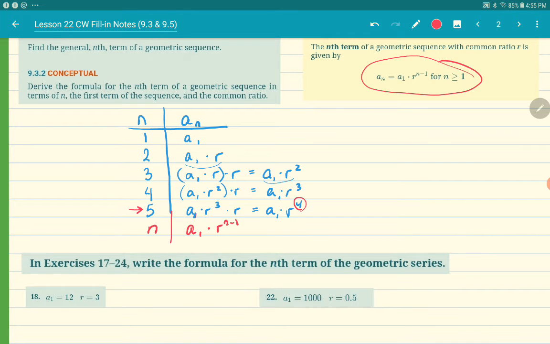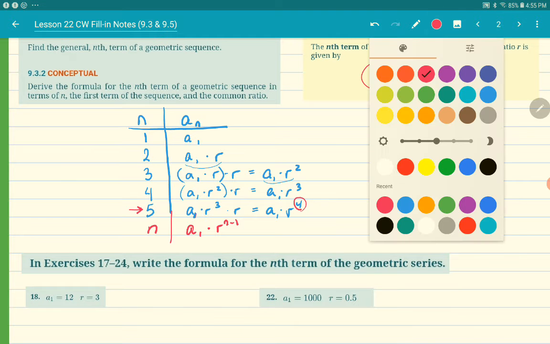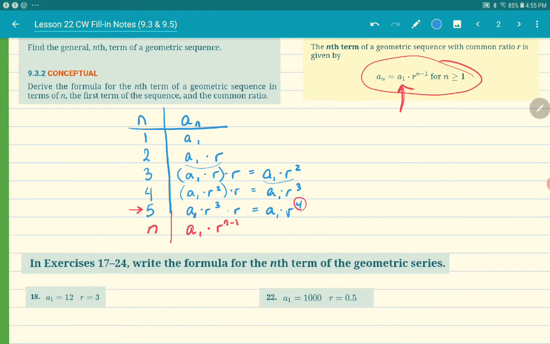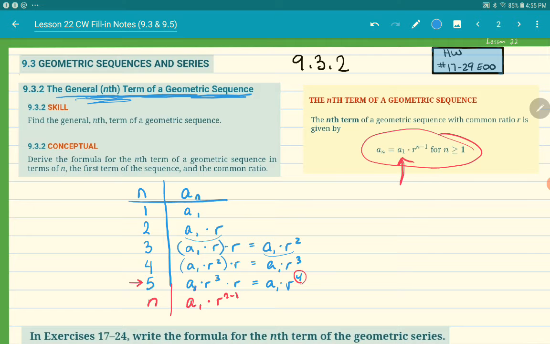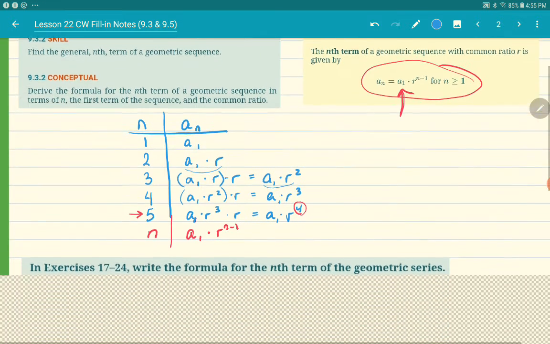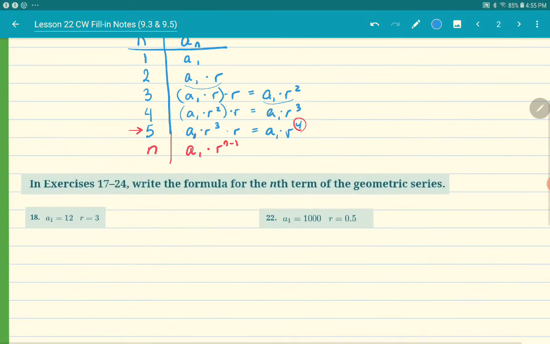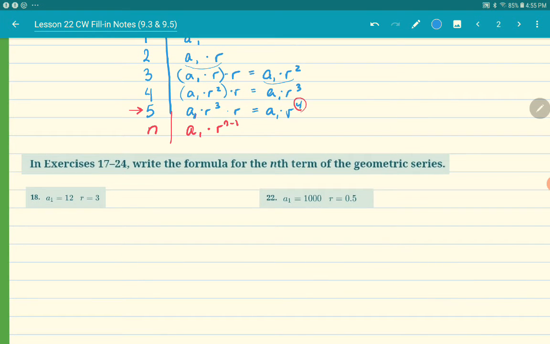So that's for n greater than or equal to 1, because notice we have to have that first term and the ratio, and then we can find any term in the geometric sequence. All right, so let's apply that to 17 to 24. So you're doing 17 through 29 every other odd. So we have 2 sections in here. So for 17 to 24, I have an example number 18.